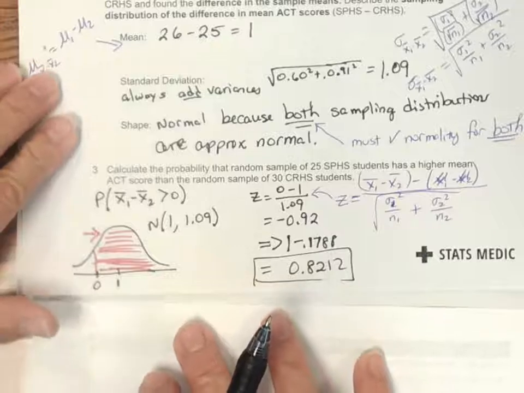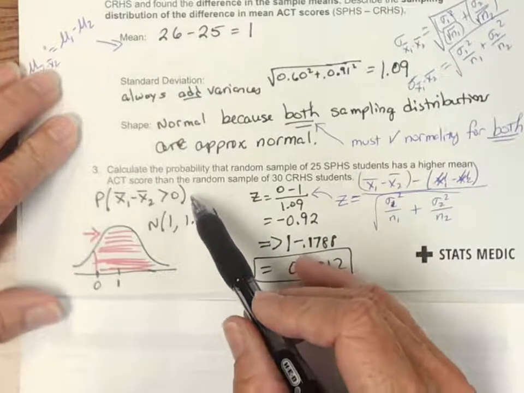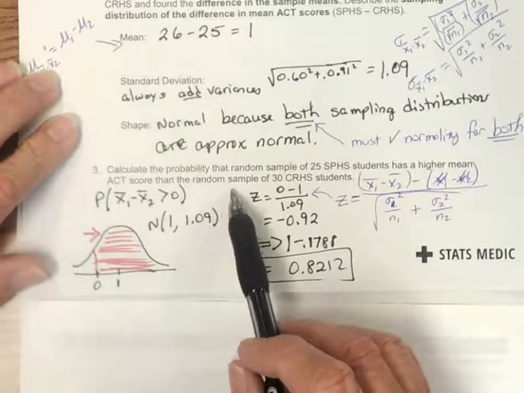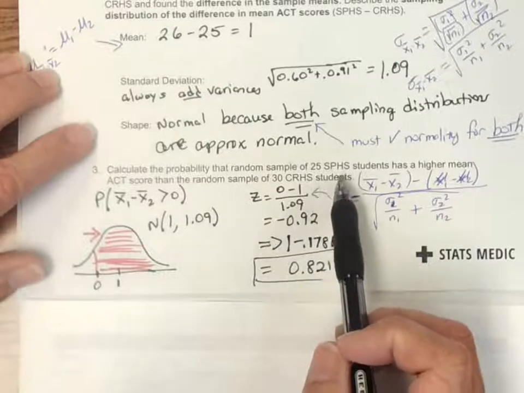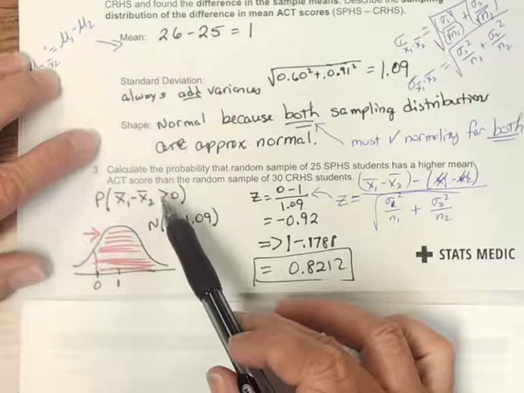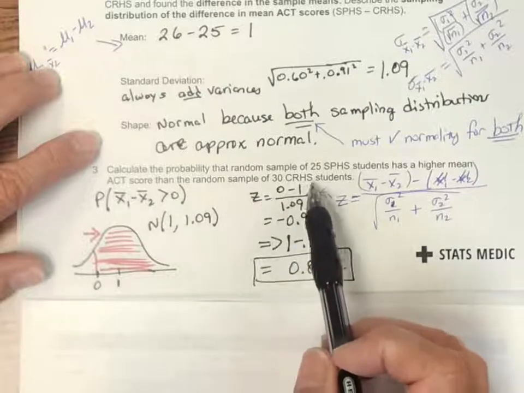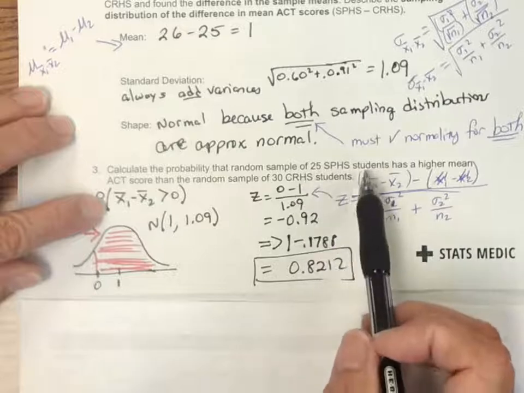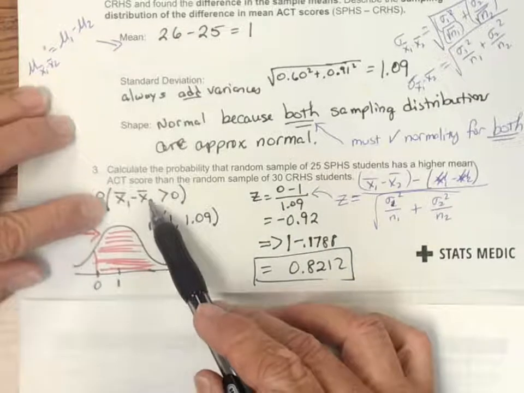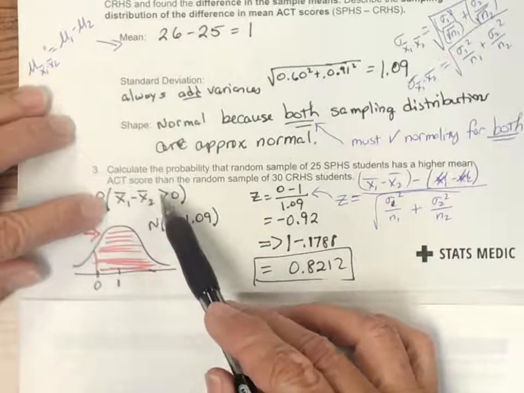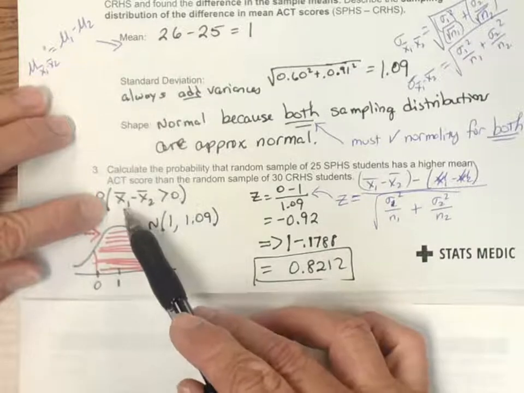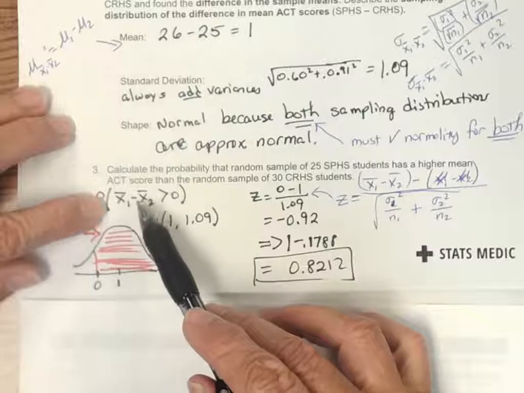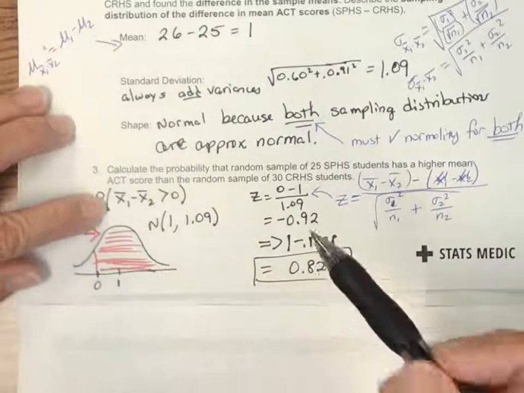Next, let's do some normal calculations here for probability. So calculate the probability that a random sample of 25 Stony Point students has a higher mean ACT score than a random sample of Cedar Ridge students. And again, rather than saying that Stony Point is greater than Cedar Ridge, I'm going to subtract the Cedar Ridge ones over, and I want to say that the difference is greater than 0, which would imply that Stony Point is a larger mean value than Cedar Ridge is.